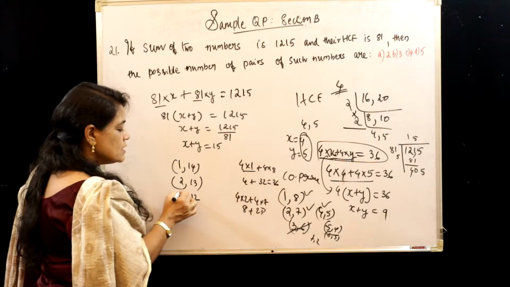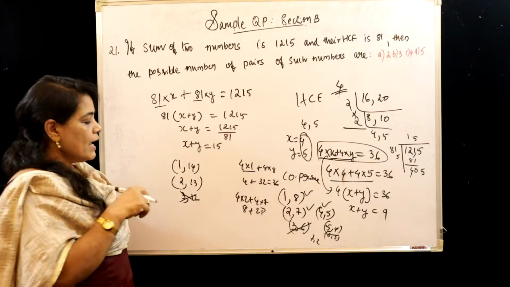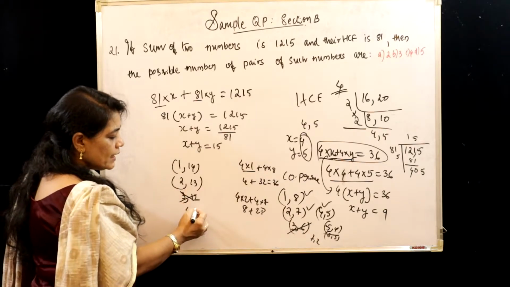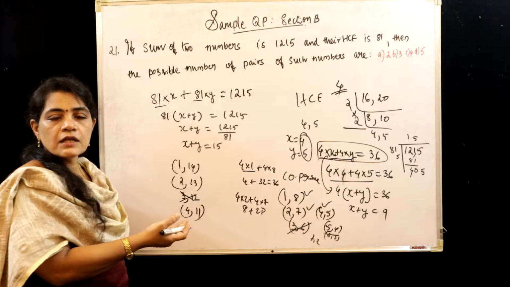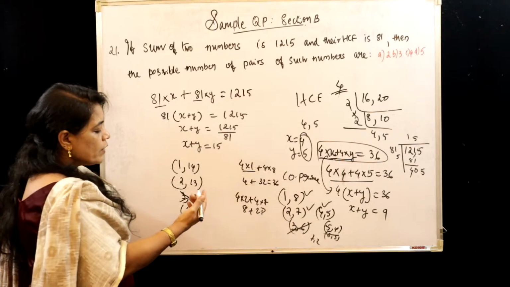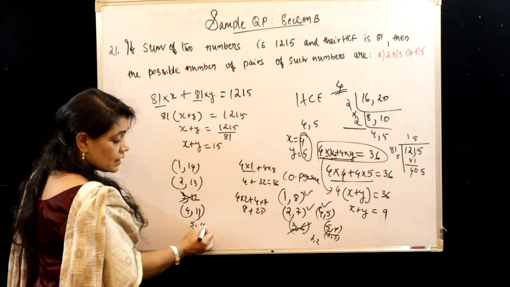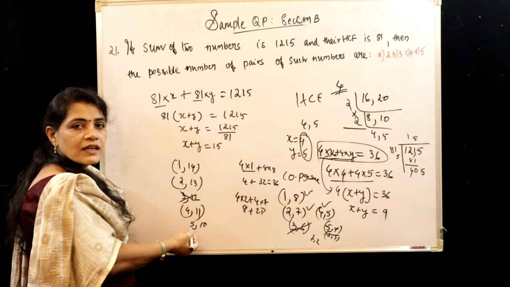That means this pair is not co-prime, so we can't take that pair. Okay, and if you are taking 4, here the other number will be 11. This is okay because 4 and 11 are co-prime numbers, they don't have any common factor. Next, if you are taking 5, the other number will be 10, so 5 is a common factor between 5 and 10, so we can't take that pair.